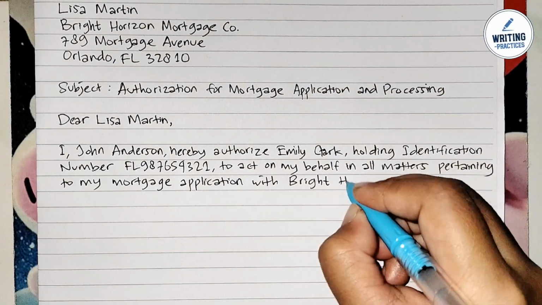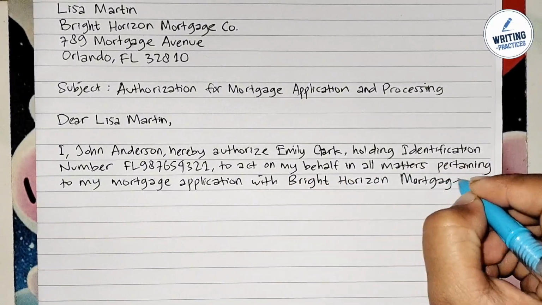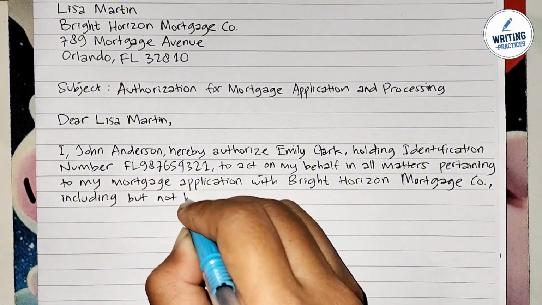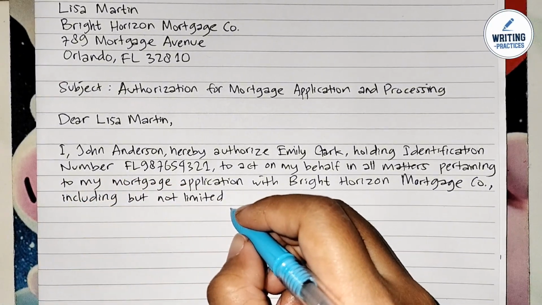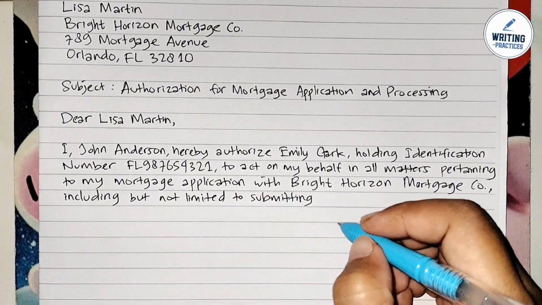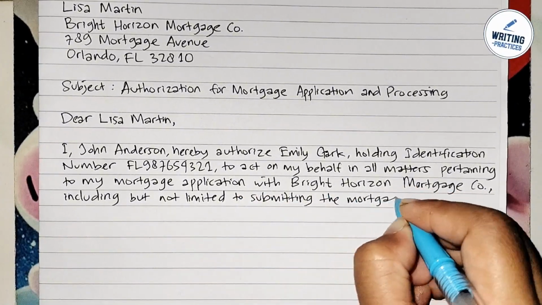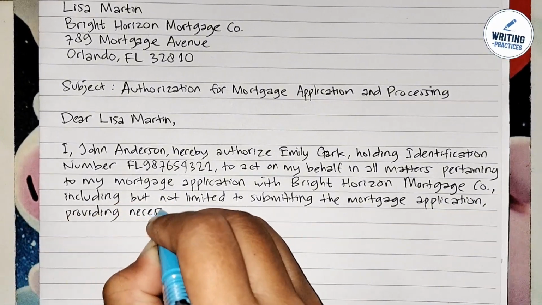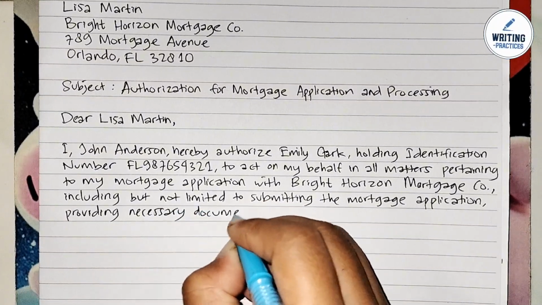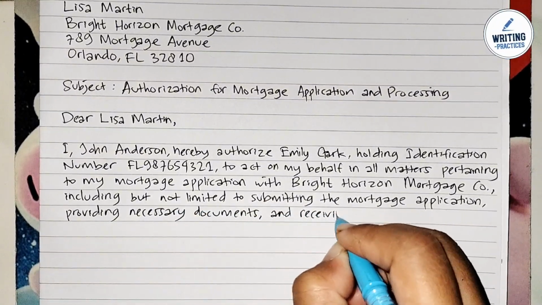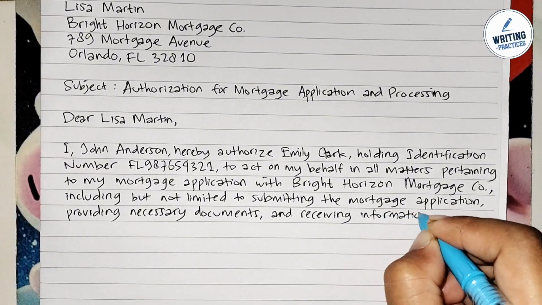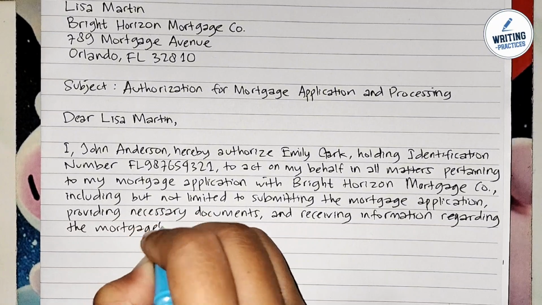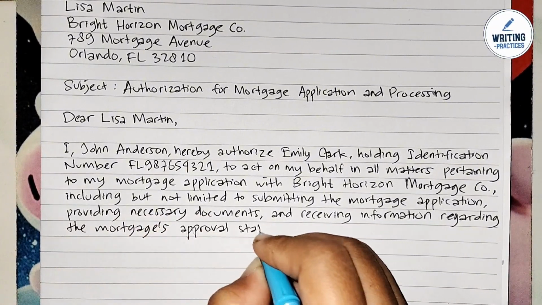Here is the example how you write it. I, John Anderson, hereby authorize Emily Clark, holding identification number Florida 987654321, to act on my behalf, in all matters pertaining to my mortgage application with Bright Horizons Mortgage Company, including but not limited to, submitting the mortgage application, providing necessary documents, and receiving information regarding the mortgage's approval status. Yes, this is a long sentence that tells the big picture of the letter.